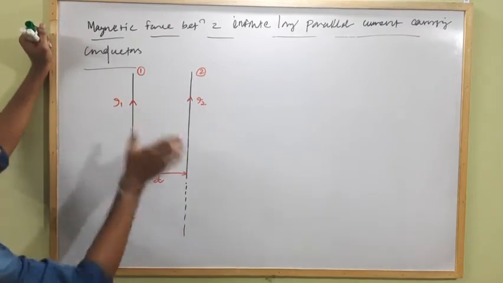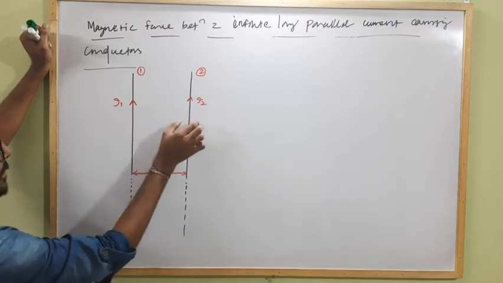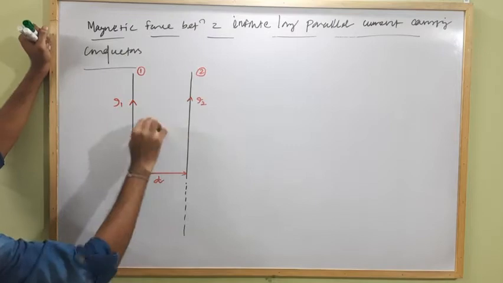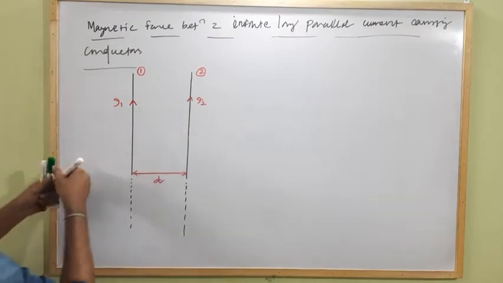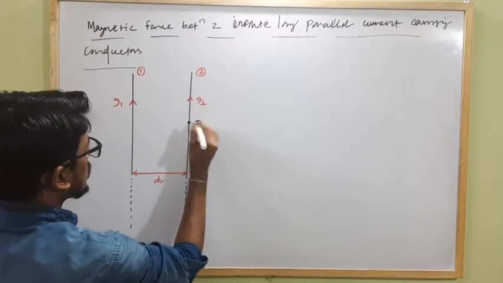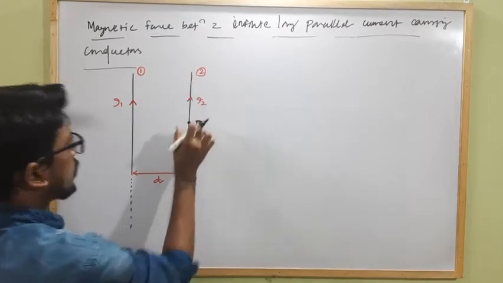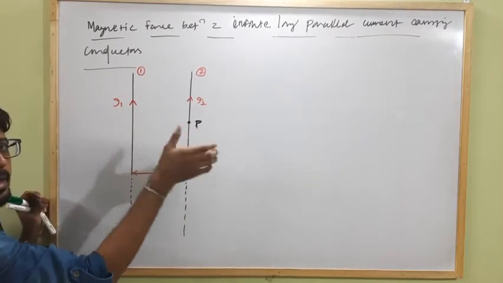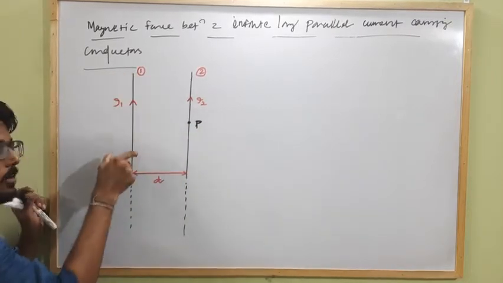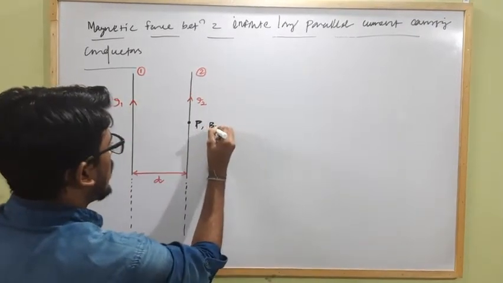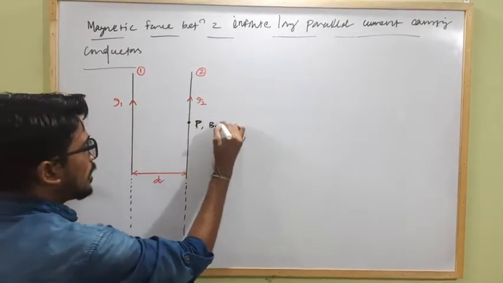By right hand thumb rule we can get the direction of magnetic field at this point, it's into the plane. Clear? So just consider a point of observation P, which is just over the current carrying conductor 2. So at point P, what will be the direction of magnetic field due to the current carrying conductor 1? It's B1 and its direction is into the plane.